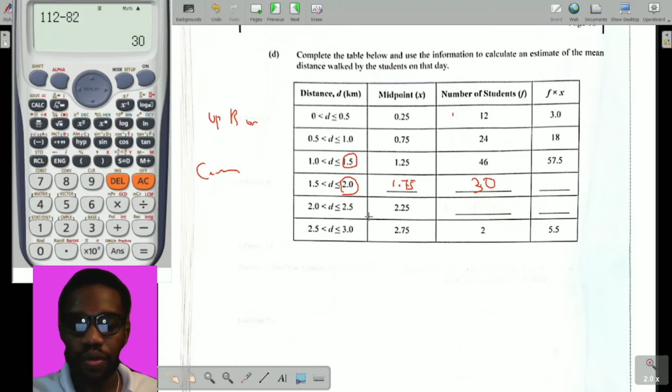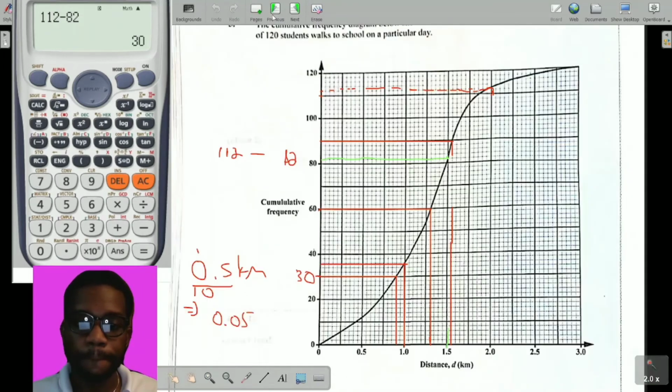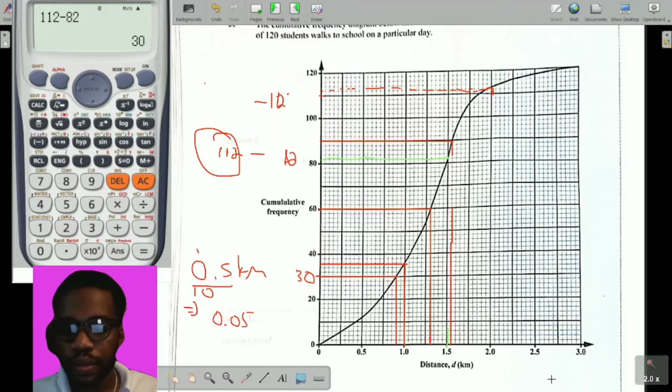Now, we do the same thing. The upper boundary here is 2.5. So we're going to have to find 2.5 and 2. But the good thing is that we found the value for 2 already. So let's go back. The value for 2 was 112. So I need to find the value for 2.5, and I know I'm going to subtract 112. For 2.5, I go all the way up.